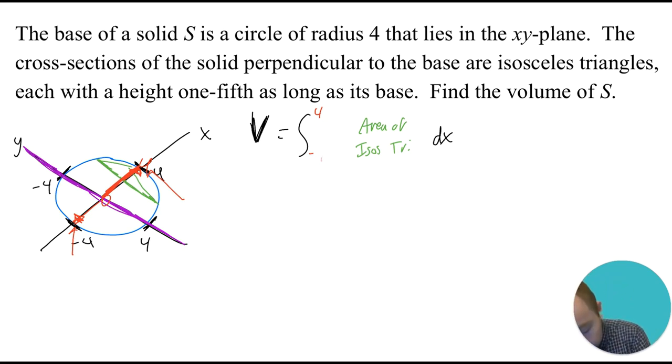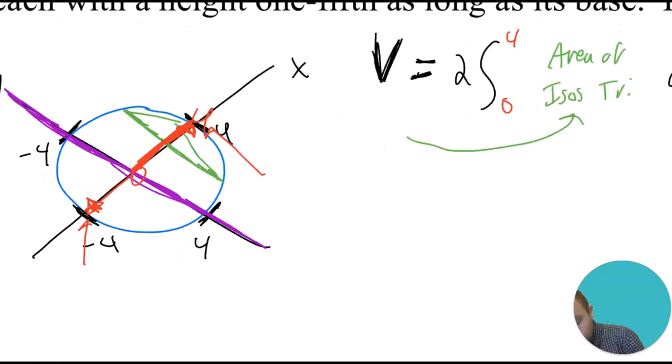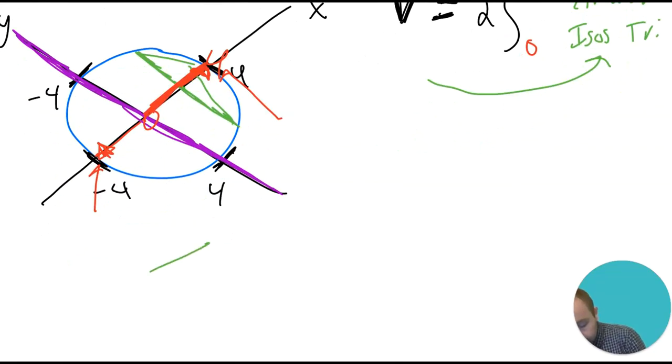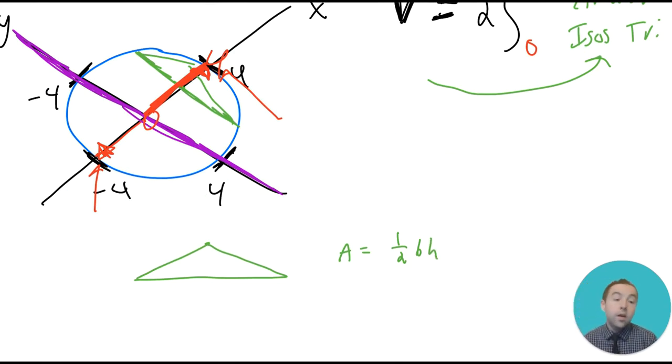So just for simplicity's sake then, I will take advantage of that. So we'll just go from 0 to 4 and double that integral to get the full volume there. Then we just have to figure out some function for the area of that isosceles triangle. The isosceles triangle cross-section would have an area of half times its base times its height, from the area formula for a triangle, right?